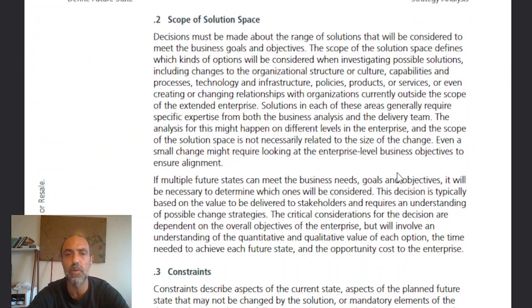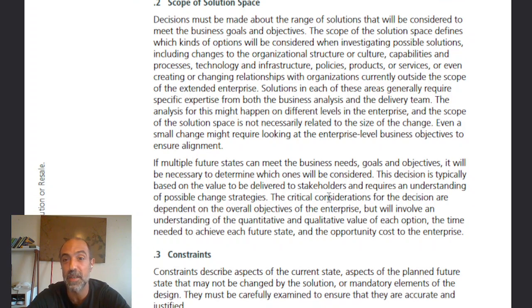Another element is the scope of solution space. Decisions must be made about the range of solutions that will be considered to meet the business goals and objectives. The scope of the solution space defines which kinds of options will be considered when investigating possible solutions, including changes to the organizational structure, capabilities and processes, technology and infrastructure, policies, products or services, or even creating or changing relationships within organizations currently outside the scope of the extended enterprise. So ultimately we have to narrow it down to what are the things that could be relevant or what are the things that we're willing to do.